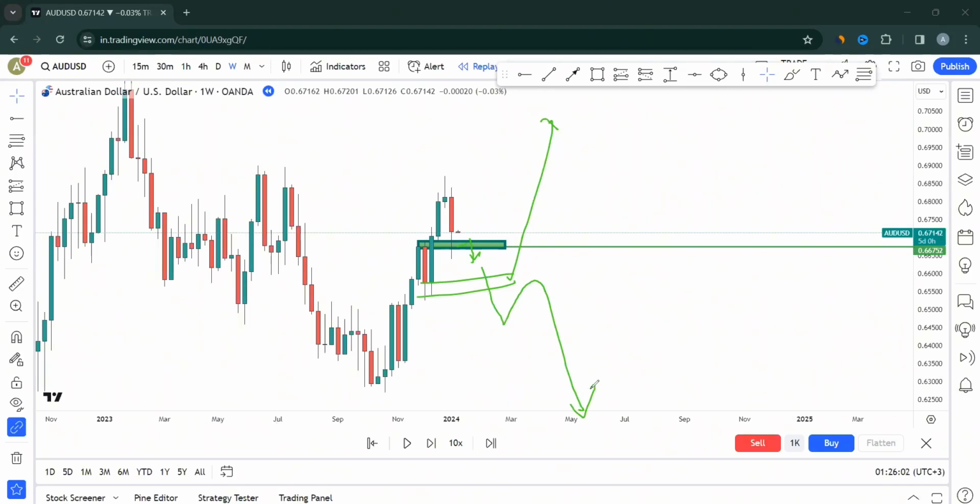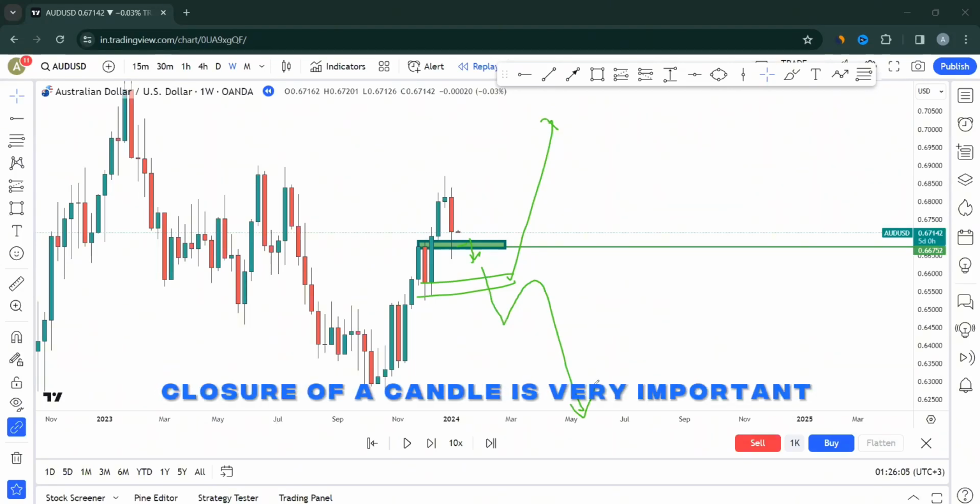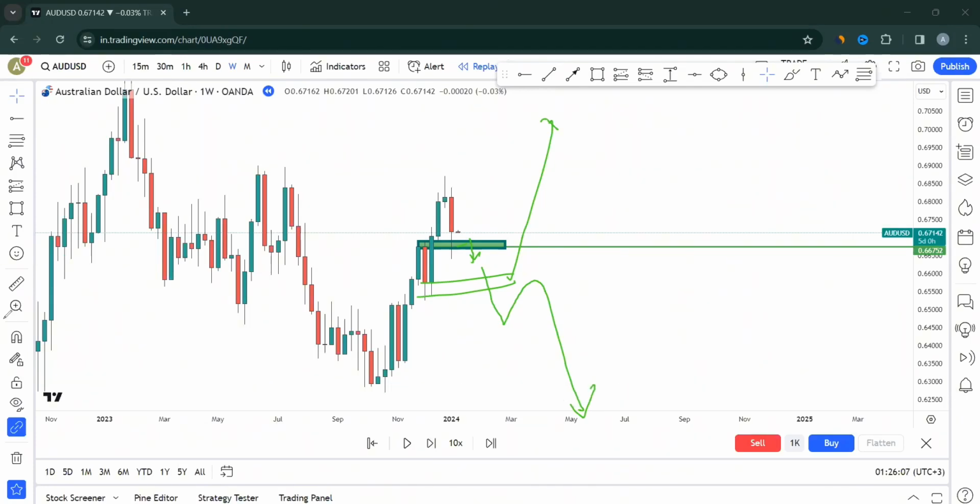So you need to understand that as a trader. Closure of a candle is very, very important. For example, last week closed when we are above this area. It means that this is still a very valid area of interest for us to continue with a continuation upwards. We together? This is the first example.